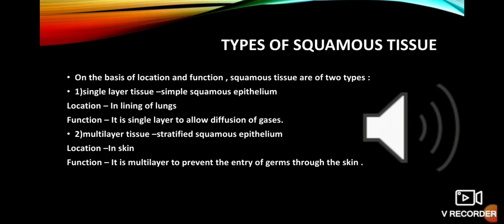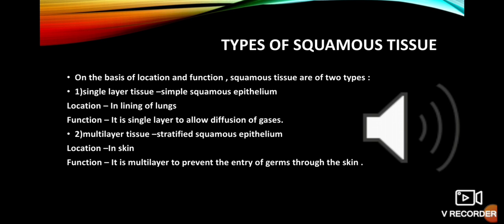Now we are dealing with the types of tissue on the basis of the shape of the cell. We already talked about one such type, that is squamous epithelium, which is flat in appearance, looks like tiles of a floor. Now squamous epithelium is further divided into two types on the basis of the location, that means the place where it is found, on the basis of the function it performs. So the first type is the single layer epithelial tissue named as squamous epithelial tissue.